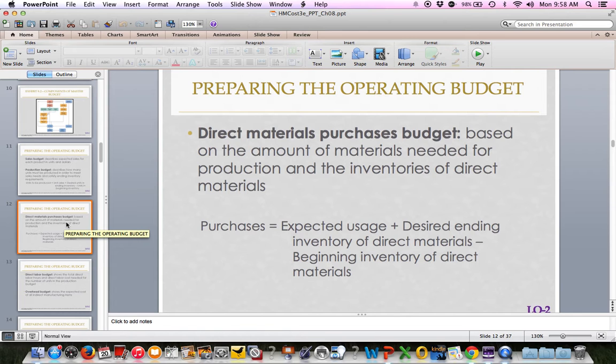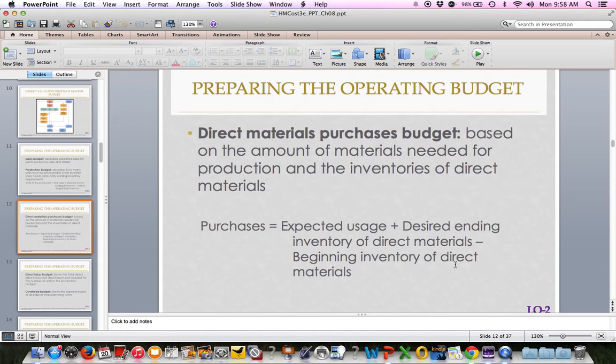So next is direct materials. Now I know the units I want to make. Next, I have to buy raw material to support that. And you're going to see a pattern with these formulas. So I expect to use X dollars of raw material, plus I have to have enough raw material on hand as a cushion, right? Typically most businesses want a cushion of leftover raw materials inventory, minus what I already have.